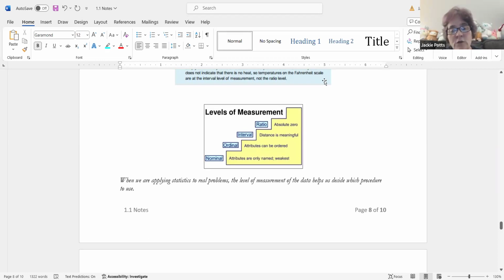And there's a nice little description of how they rank. Nominal, or attributes, are only named, the weakest. In ordinal, we can put the attributes in order. Distance is meaningful. That's an interval. Ratio, we have an absolute 0.